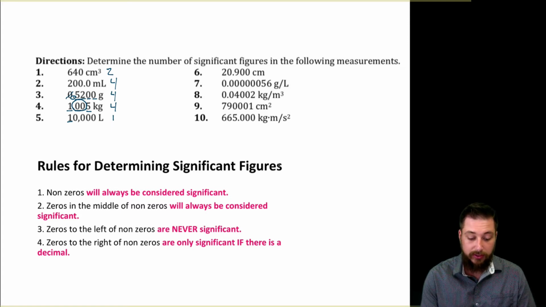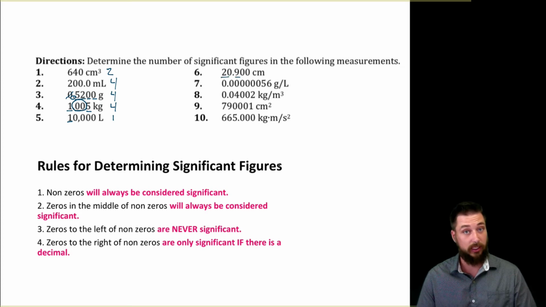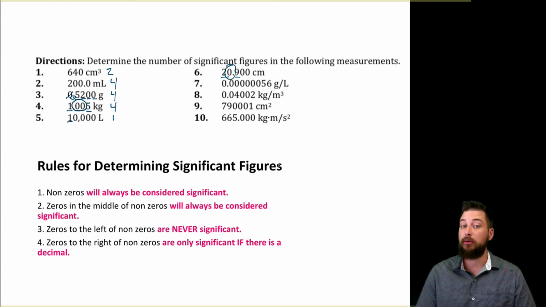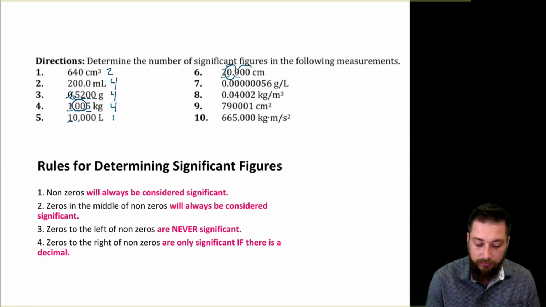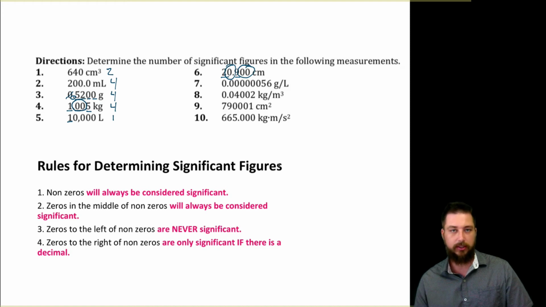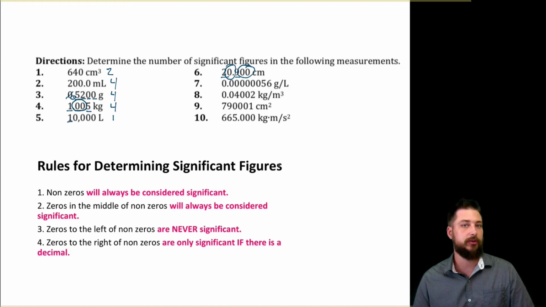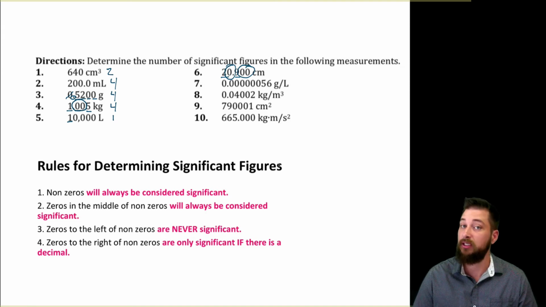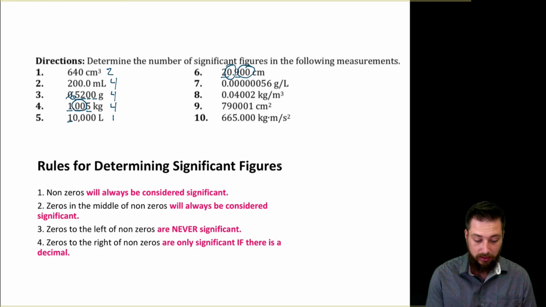Now for this next one here, you can take a look. The 2 and the 9 are significant, so we've got 2 significant digits so far. This 0 is in the middle of the 2 and the 9, and so that is going to be significant. And then both of these zeros are to the right of the 2 and the 9. And so that is going to be significant if there's a decimal, which there is a decimal. And so we have a total of 5 significant digits here.